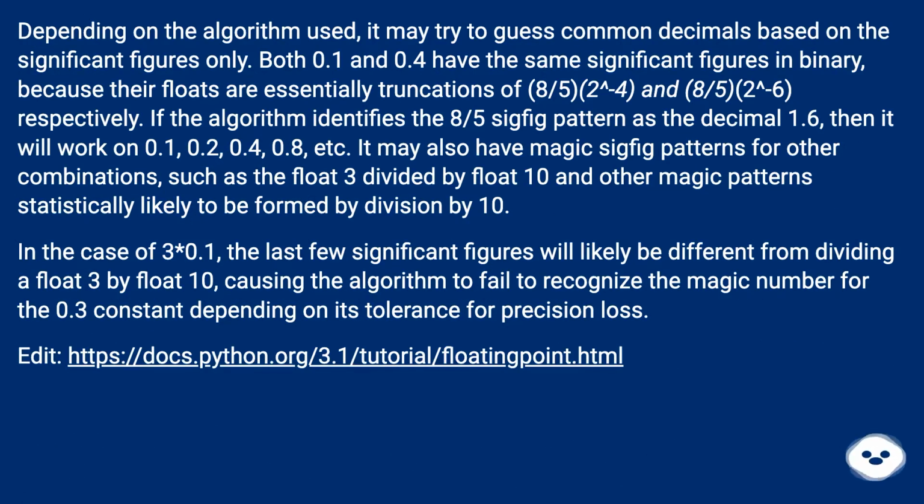Depending on the algorithm used, it may try to guess common decimals based on the significant figures only. Both 0.1 and 0.4 have the same significant figures in binary, because their floats are essentially truncations of 8/5 × 2⁻⁴ and 8/5 × 2⁻², respectively. If the algorithm identifies the 8/5 pattern as the decimal 1.6, then it will work on 0.1, 0.2, 0.4, 0.8, etc. It may also have magic sigfig patterns for other combinations, such as the float 3 divided by float 10 and other magic patterns statistically likely to be formed by division by 10. In the case of 3 times 0.1, the last few significant figures will likely be different from dividing a float 3 by float 10, causing the algorithm to fail to recognize the magic number for the 0.3 constant depending on its tolerance for precision loss.